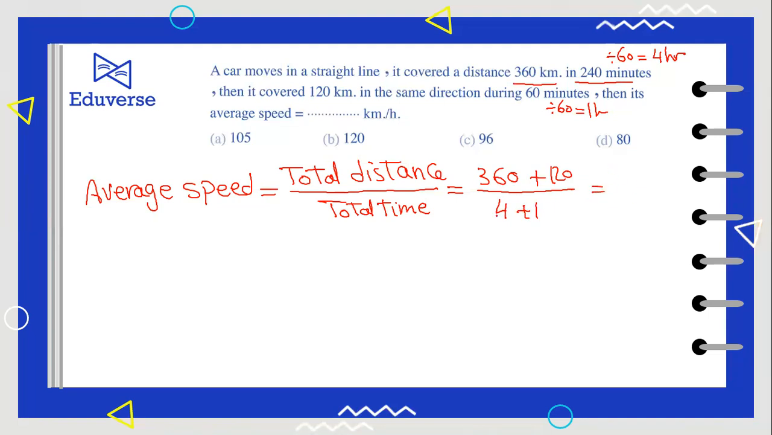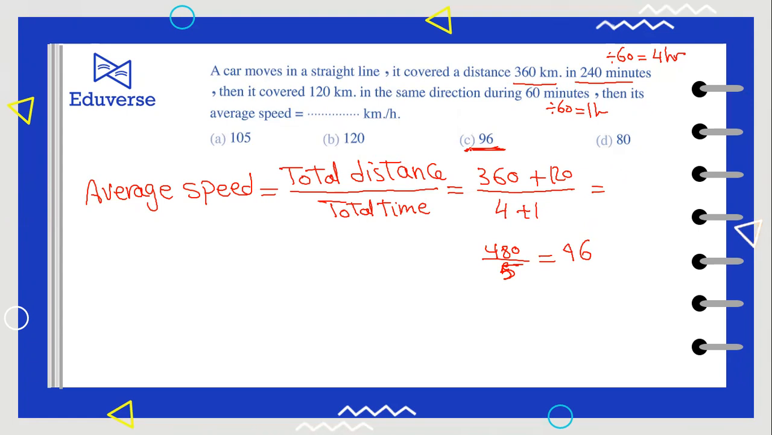360 plus 120 over 4 plus 1, so 480 over 5. 480 over 5 will be 96 kilometers per hour. The result is 96.